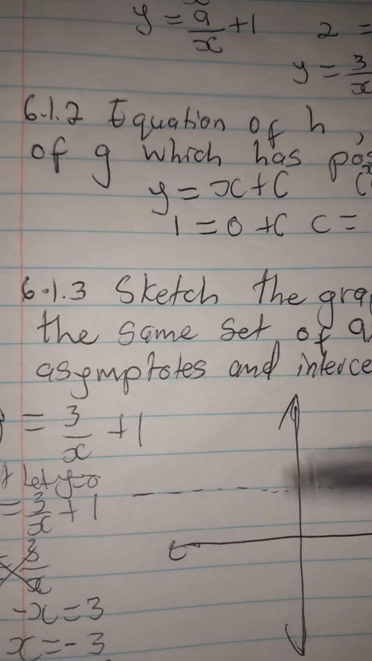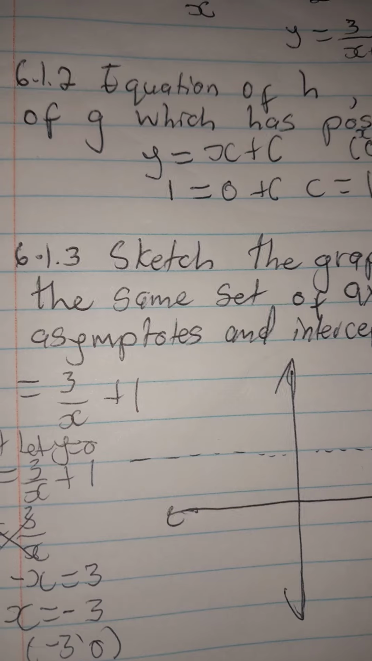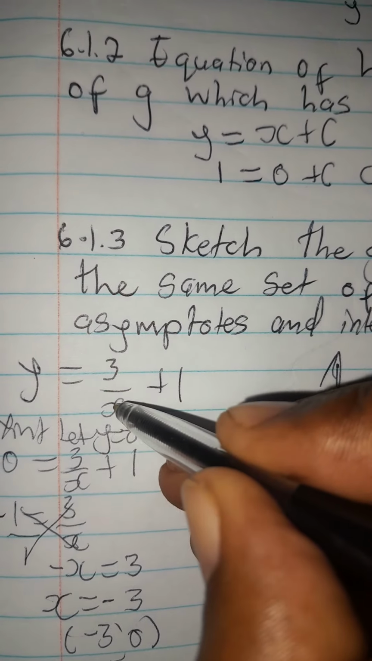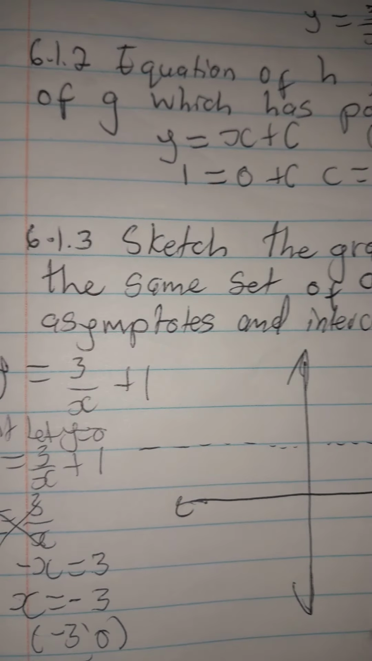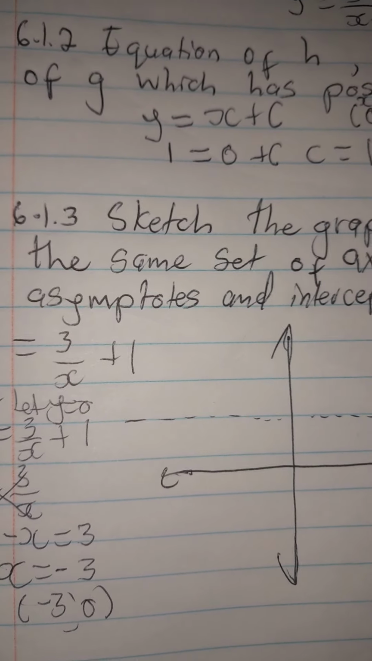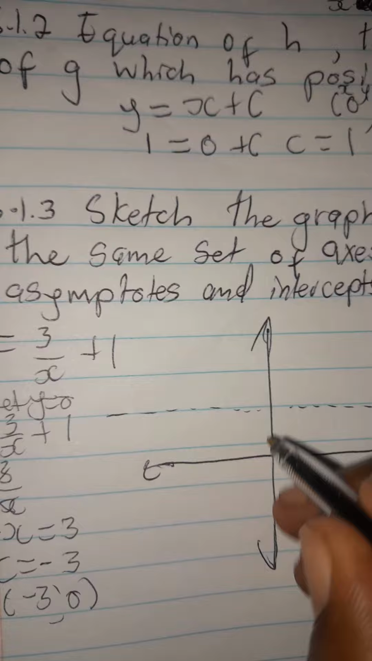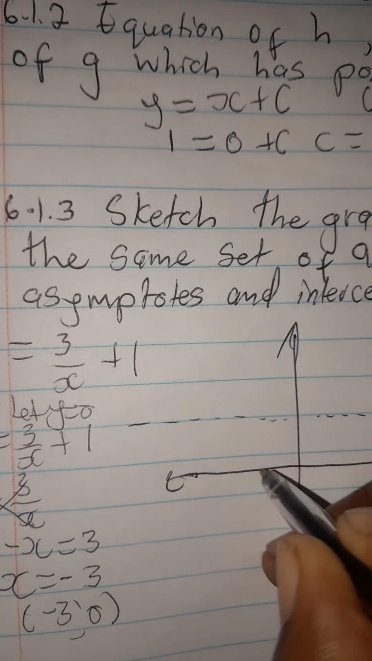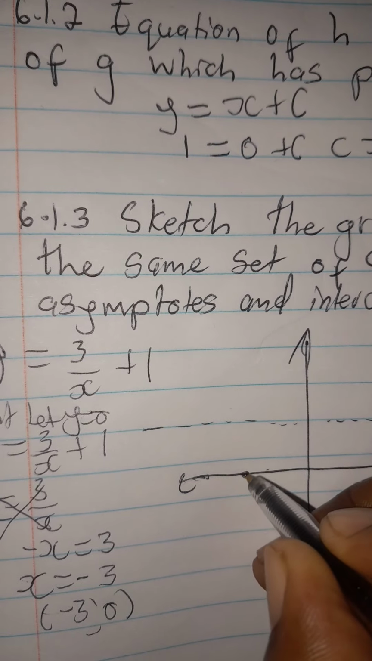Then I'll also draw the graph of h, right? So let's put 3 divided by 0 plus 1. That will be a math error. It won't work. It will be an error. We don't have a y-intercept in this case. So we are going to place our coordinate there. 0, 1, 2, 3. It's going to be here.